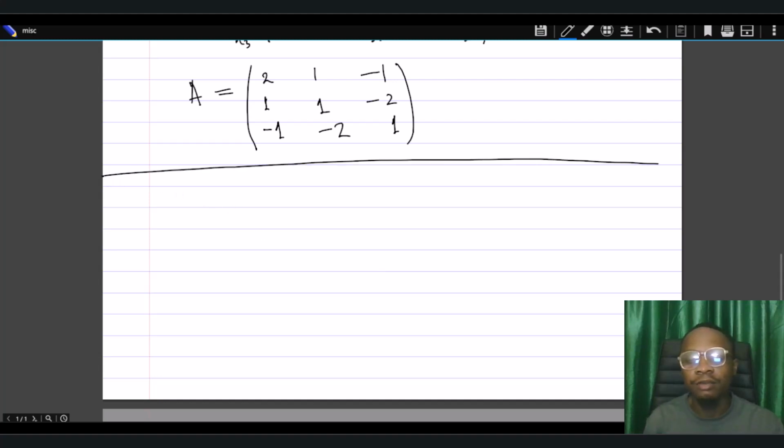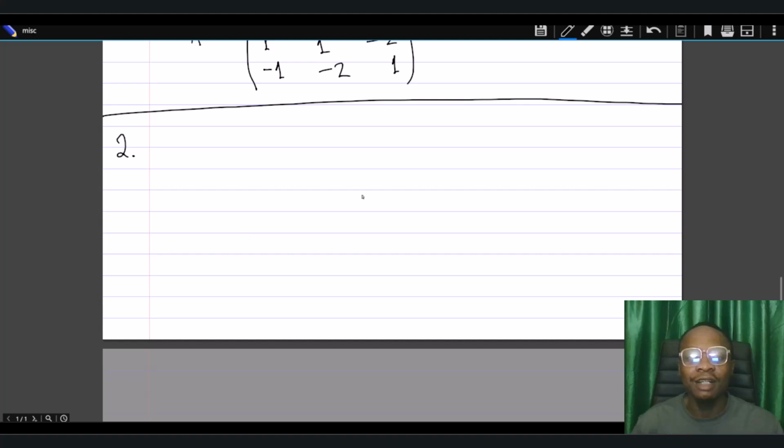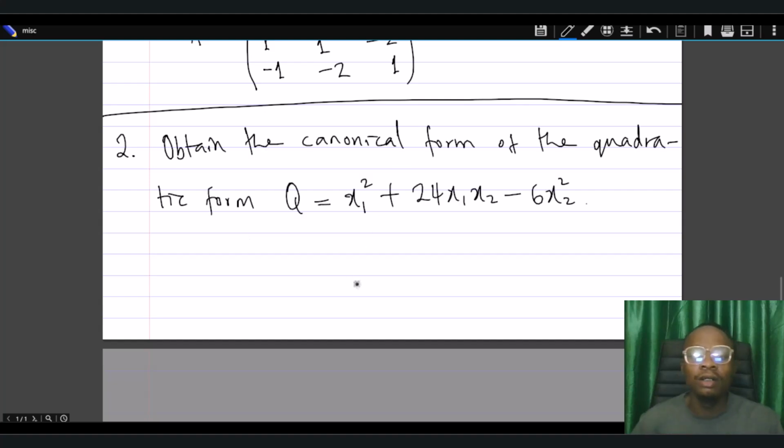And before we end this lesson, we'll have a look at another question. So this says obtain the canonical form of the quadratic form q equals x1 squared plus 24 x1 x2 minus x2 squared.